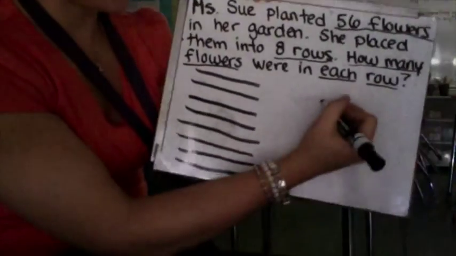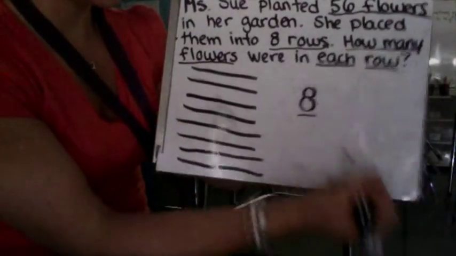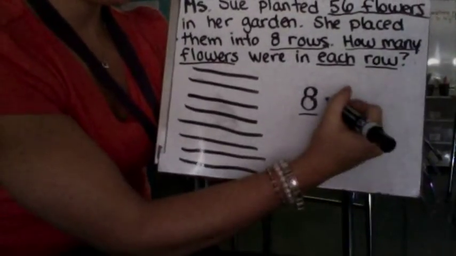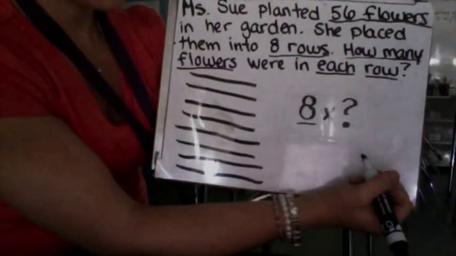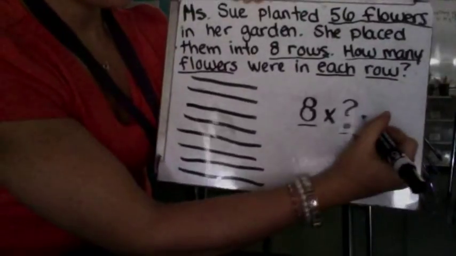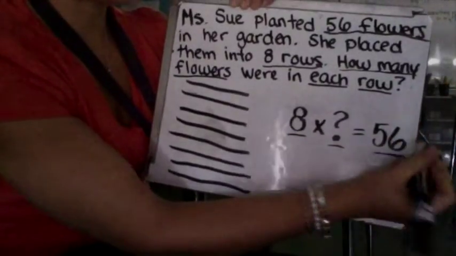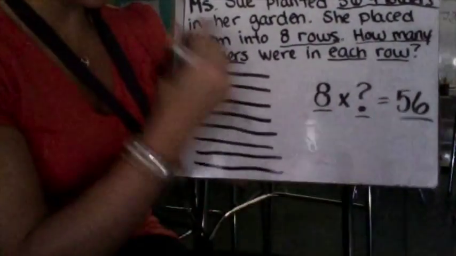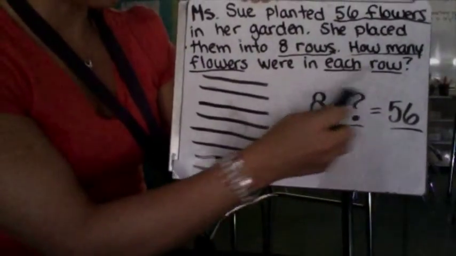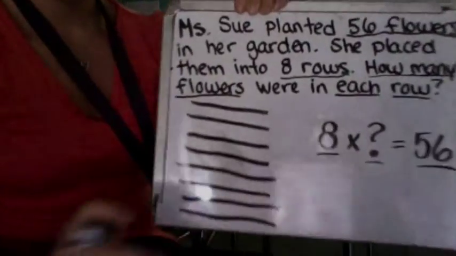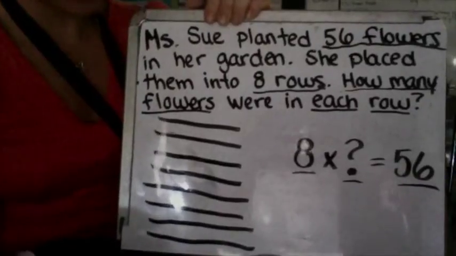That's what I'm trying to figure out. So I know that I've got 8 rows. I have 8 rows. That's my first factor. But I don't know how many go in each row. But I do know how many there should be total. There should be 56 total. So am I just going to start drawing 56? No, because each row has got to be the same number. So we are going to put 1 flower in each row until we get to 56.